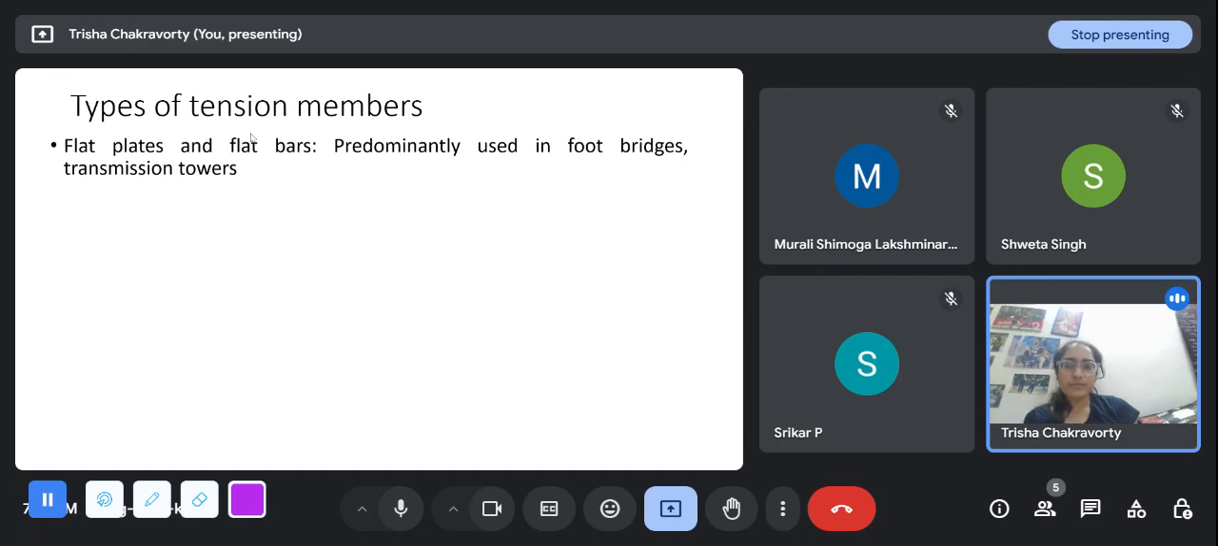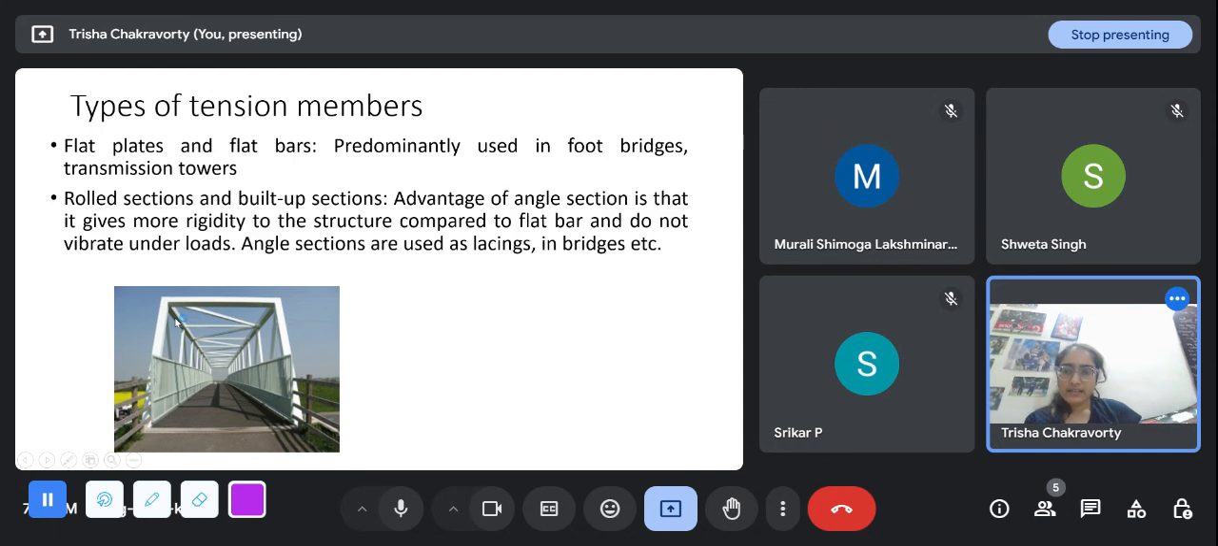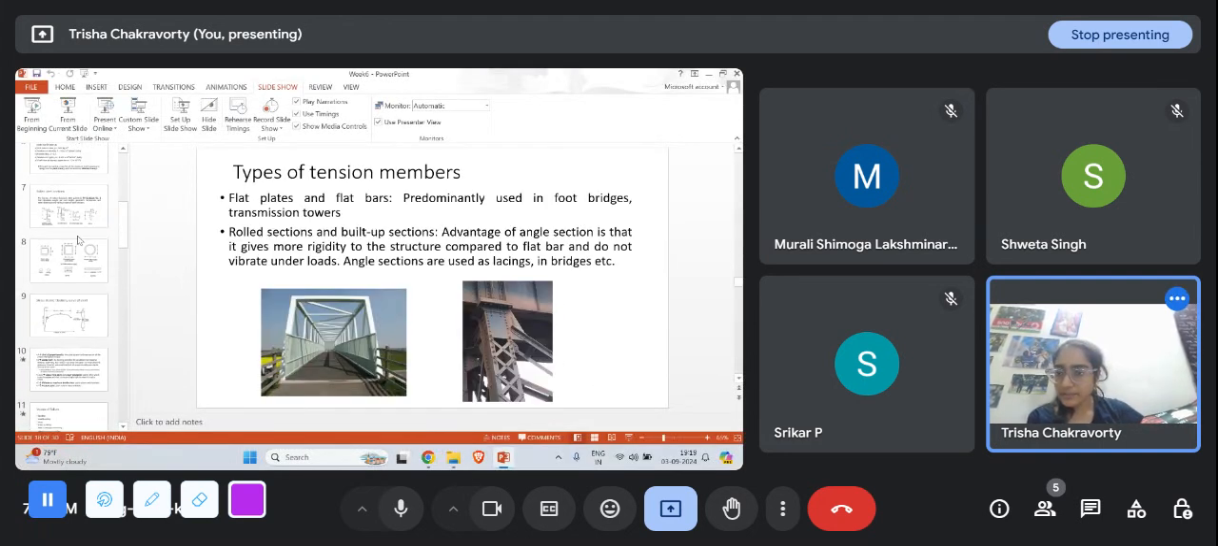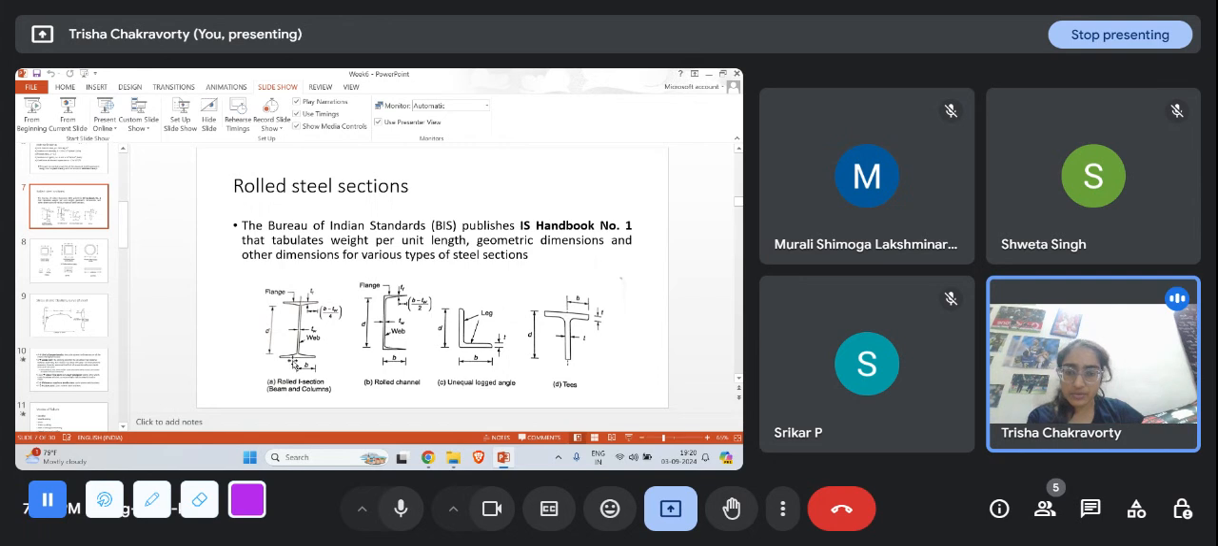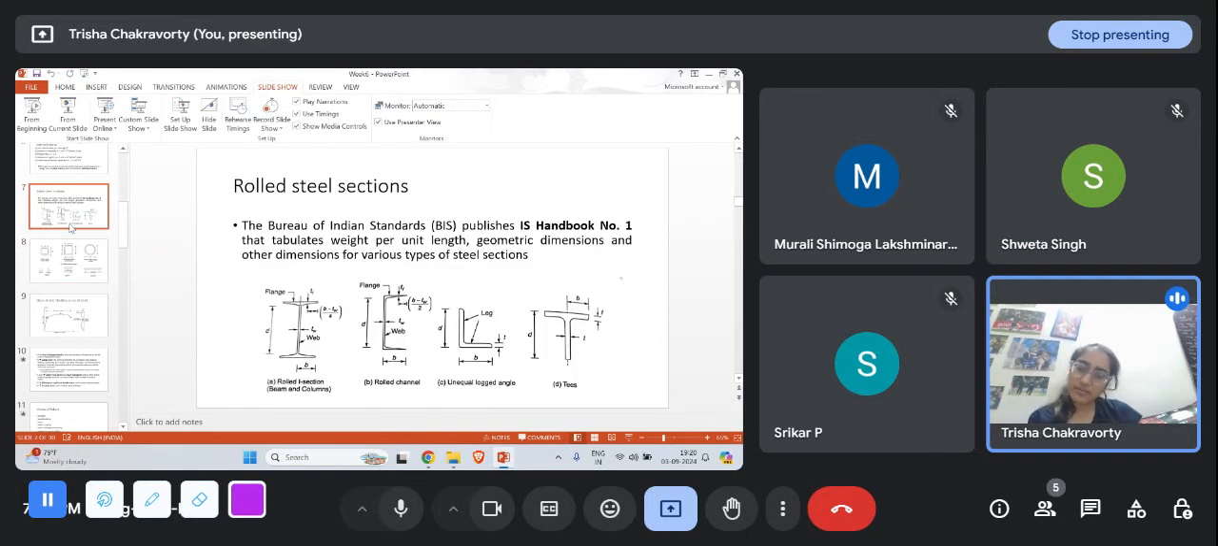They're predominantly used in footbridges or transmission towers, like these. And rolled sections and built-up sections. The rolled sections are the ones that we have, and these are the rolled sections. See, these are called the rolled steel sections. The I section, the channel, the angle, and the T, most commonly. And built-up sections, as we have looked at in one of the earlier classes.